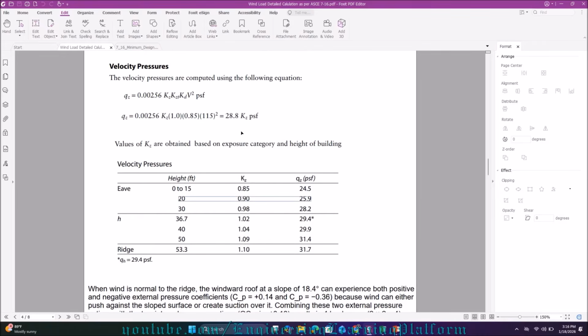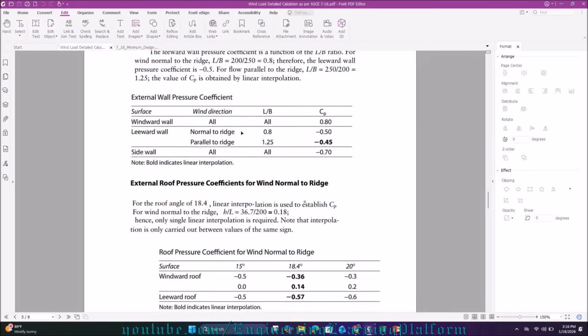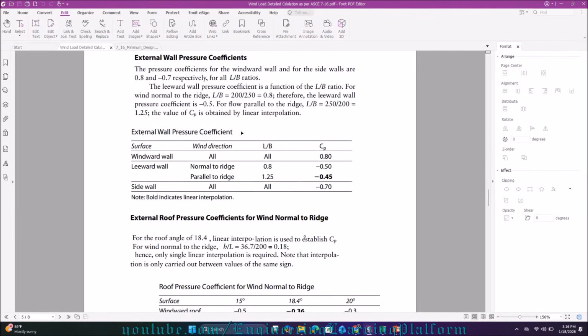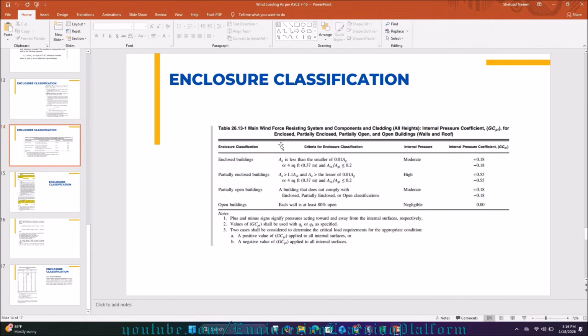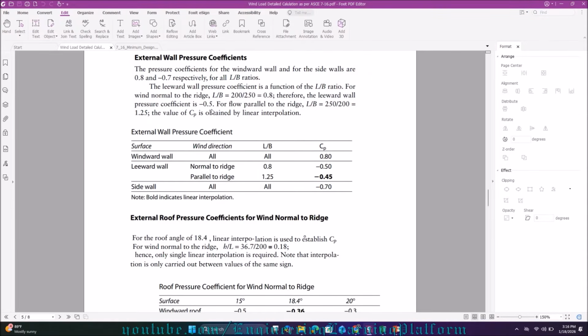Now the next thing that is remaining for us is the external pressure coefficient, because we have already seen that we get the value of internal pressure coefficient from this enclosure classification. Since our building is enclosed, the internal pressure coefficient is plus 0.18 and minus 0.18. Now the external pressure coefficient is different for walls and different for roofs. So let's go to the code and try to understand it.